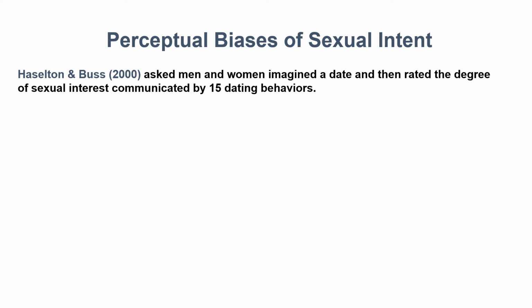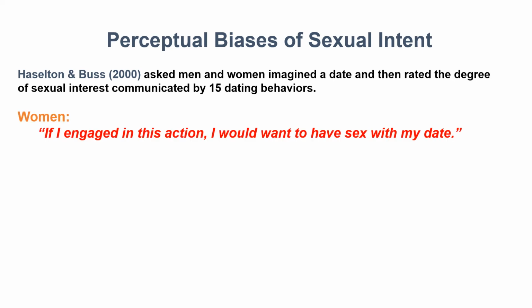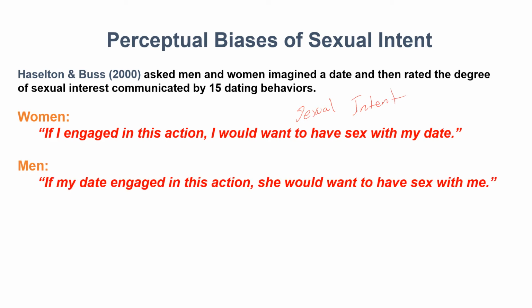When she was one of Buss's grad students, she asked men and women to imagine a date and then rated the degree of sexual interest communicated on 15 dating behaviors. So, such as asking women, if I engaged in this behavior, I would want to have sex with my date. Same, ask men that too. Ask both men and women, if I engaged in it, I would want to have sex. So this is sexual intent. There is intent to have sex. Then she also asked men and women, if my date engaged in this action, she would want to have sex with me. This is sexual perception.